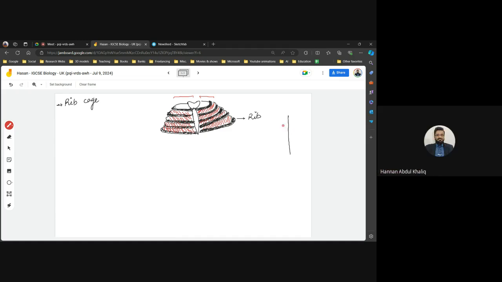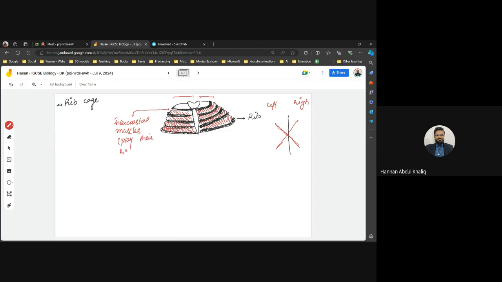Basically, if you look closely, if I consider this side as the left side and this side as the right side, then on one side I drew the muscle, the red lines, from left to right, and on the other side I drew them from right to left. What's the reason behind it? First of all, try to understand that these red things are intercostal muscles.